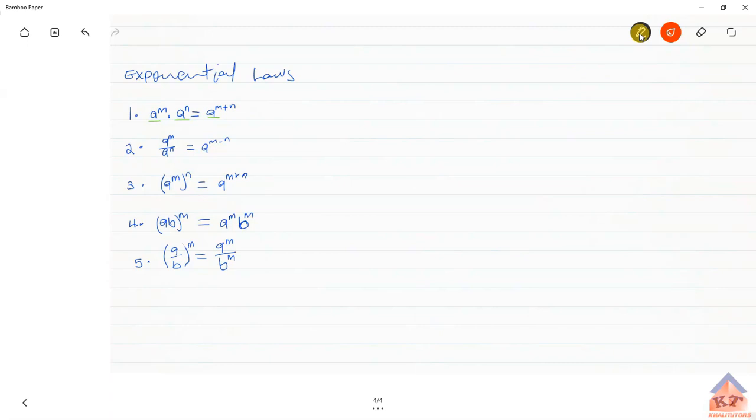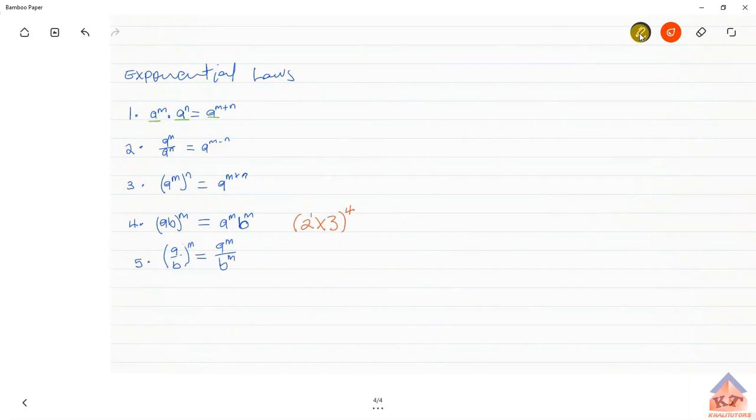Let's say you've got the number 2 multiplied by 3, enclosed in brackets, raised to the power 4. The law tells us that to get rid of the brackets, we simply multiply the exponent of 2 by 4, and then multiply the exponent of 3 by 4. In this case, the exponents of 2 and 3 are both 1.